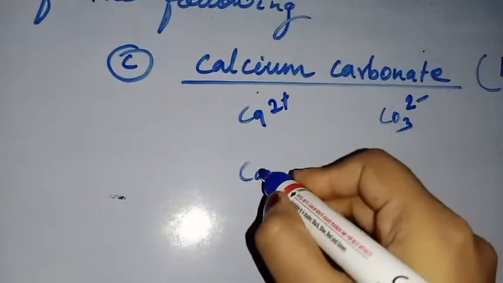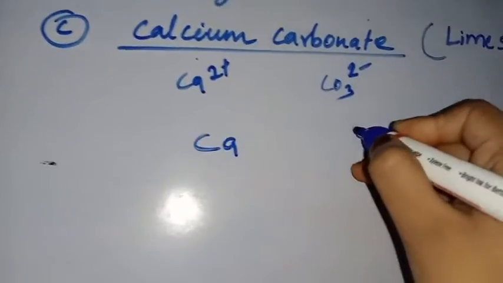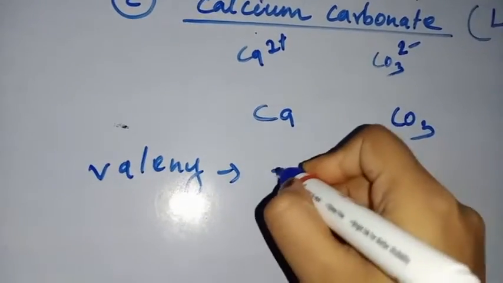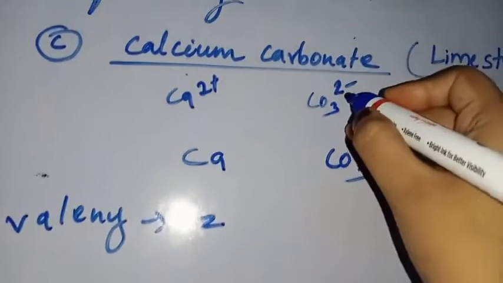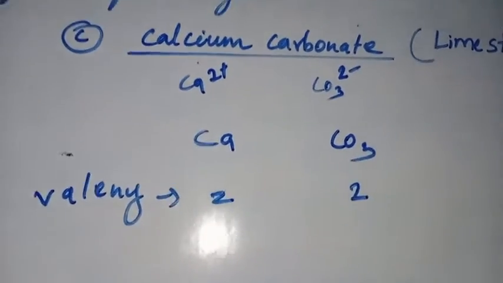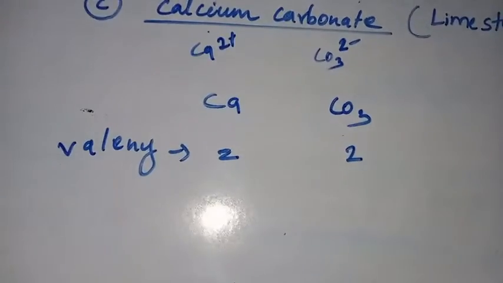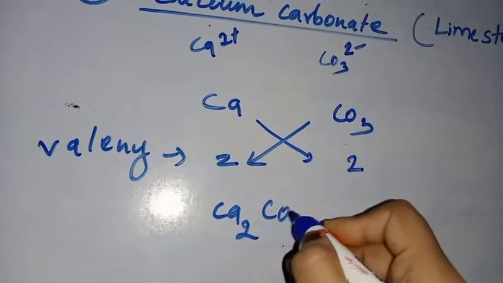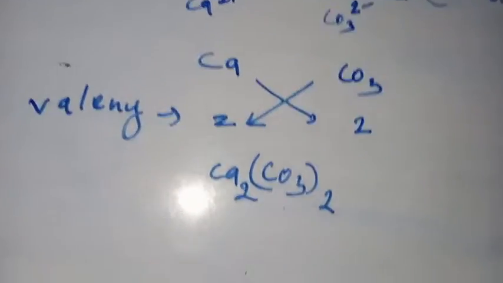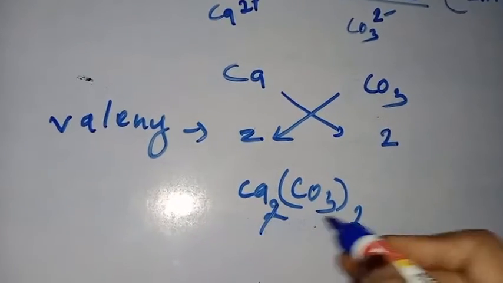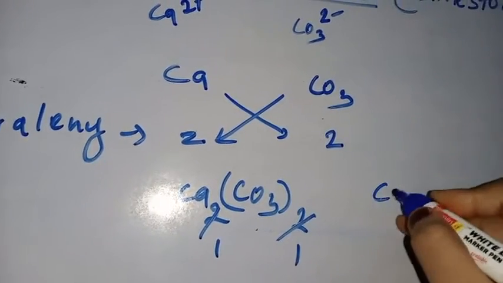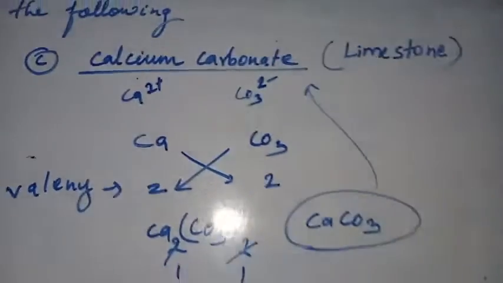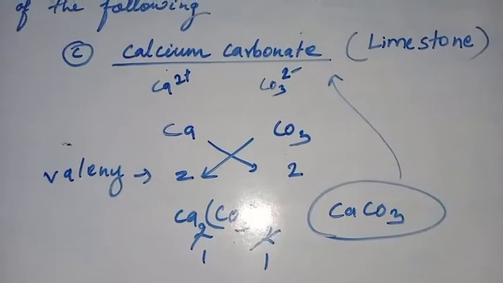So we'll write the ions calcium and carbonate, and we'll write the valency, that is 2, and CO3 also has how many negative charges? 2. So the valency will be 2. We cross this and we get Ca2 (CO3)2. The 2 will be simplified and we will get CaCO3. So CaCO3 is the chemical formula of calcium carbonate.